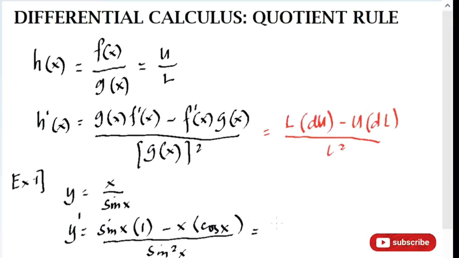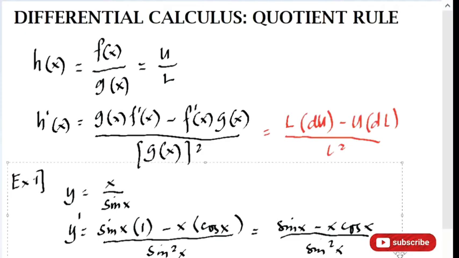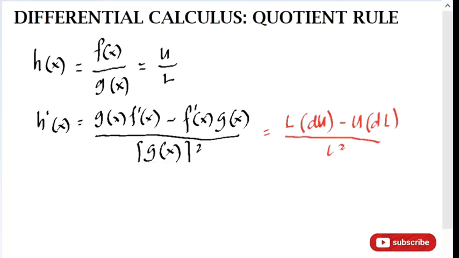If we try to simplify that one, we have sine of x minus x cosine x over sine squared of x. Ganun lang. Okay? So, tandaan nyo lang yung lower times the derivative of the upper minus the upper times the derivative of the lower over the square of the lower function. Okay? Sige, burahin ko to ha, and then let's solve another example.